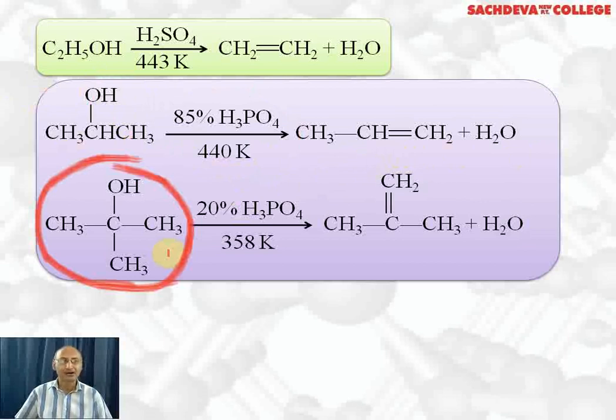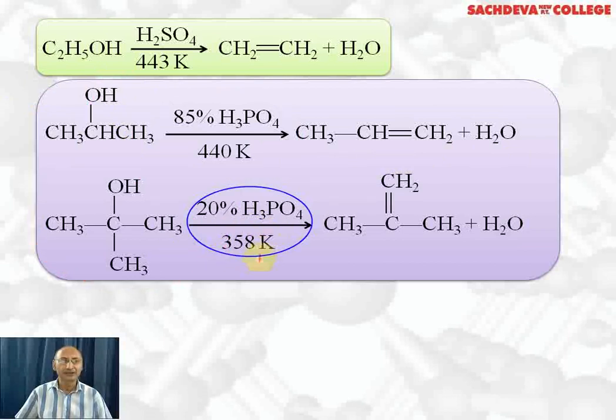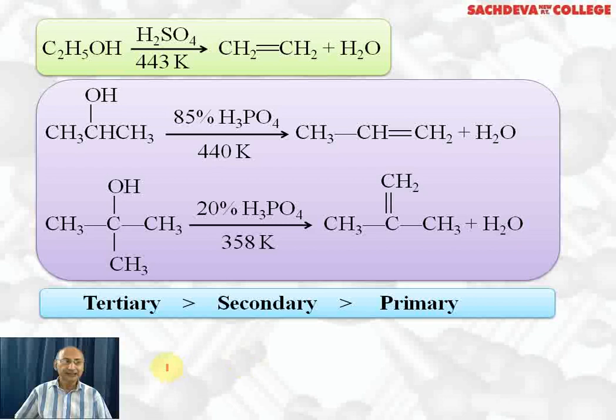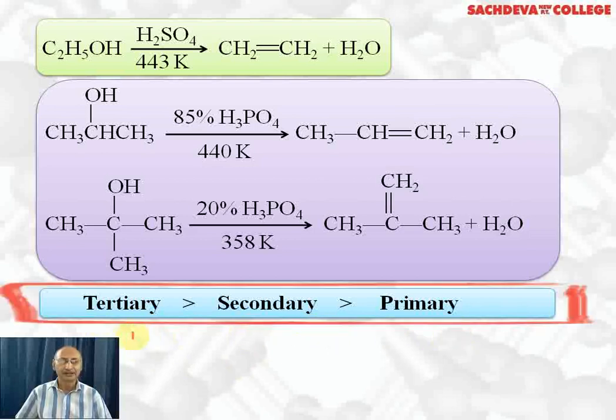Tertiary butyl alcohol, when it reacts with 20% phosphoric acid at a lower temperature, 358 Kelvin, OH from here and H from here is removed and we get isobutylene or 2-methylpropene. Now the ease of dehydration of alcohols: tertiary alcohols are most easily dehydrated, then secondary, then primary. Reason is that tertiary alcohol forms a tertiary carbocation, which is more stable than a secondary carbocation. Secondary carbocation is more stable than primary carbocation. Therefore, this is the order of dehydration of alcohols.